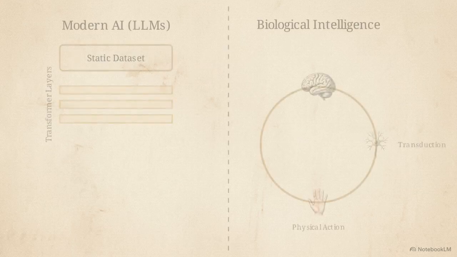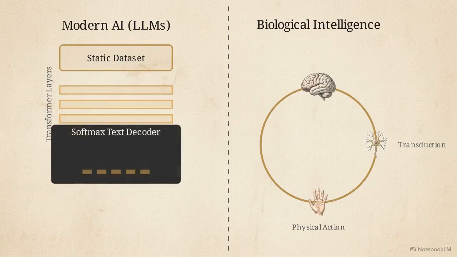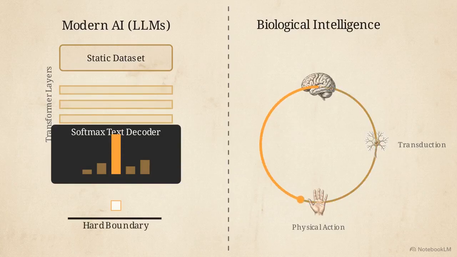This diagram contrasts two different approaches to processing information. On the left, we have the architecture of a standard large language model. It relies on a static dataset, processing tokens until it reaches a softmax text decoder, which calculates probabilities to select a discrete text token. This decoding process creates a hard boundary.